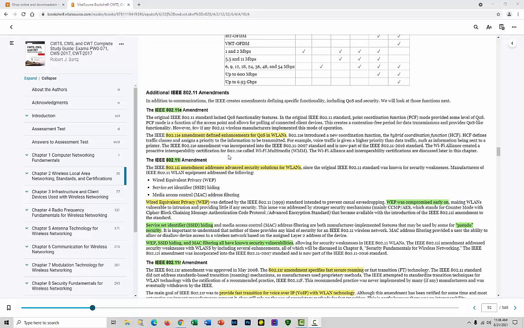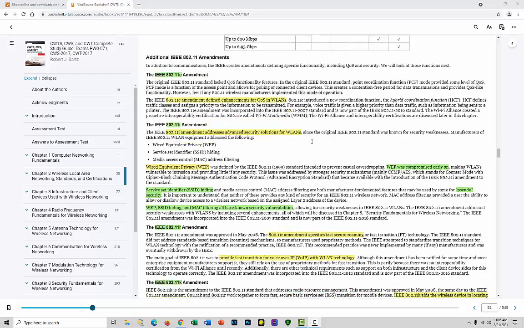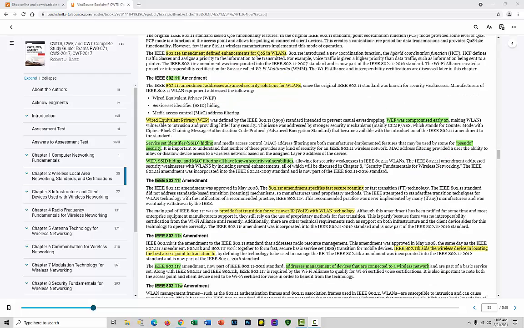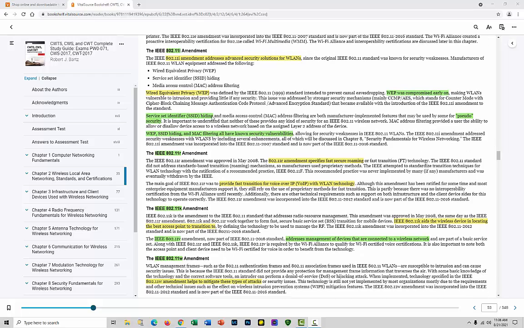Here are some other amendments that came afterwards, all right? These are smaller amendments. And all these do is kind of help with the quality of the transmission and the security of the transmission. 802.11e has to do with quality of service that you might apply to certain types of transmissions like streaming video, things like that, or voice over IP for phone systems.